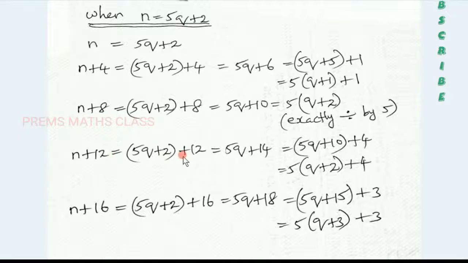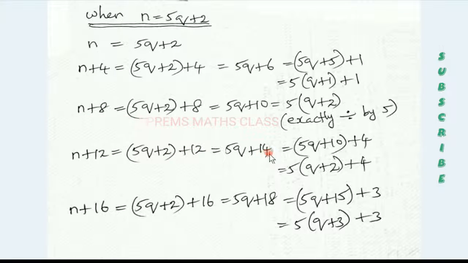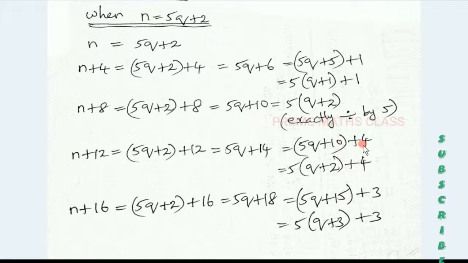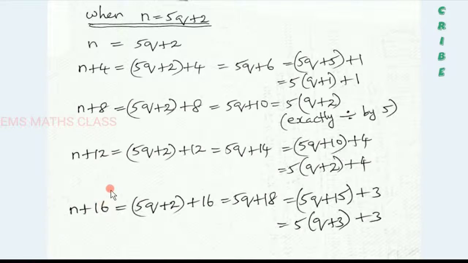Substitute n is equal to 5 cube plus 2 plus 12. So this becomes 5 cube plus 14. This 14 can be written as 10 plus 4. Now taking 5 common from these two, 5 into cube plus 2 plus 4. Here the remainder is 4. That means not divisible by 5.